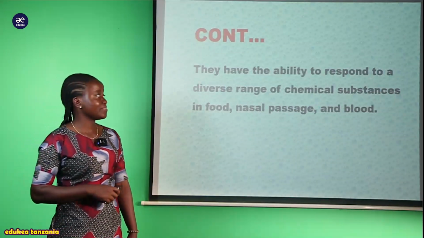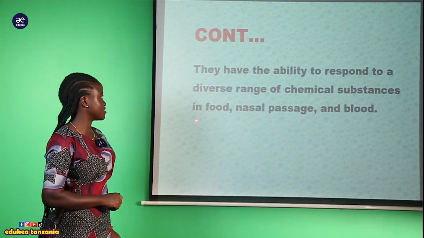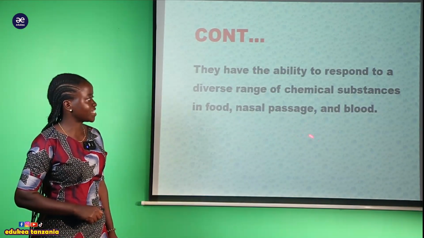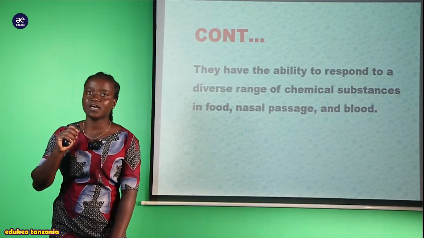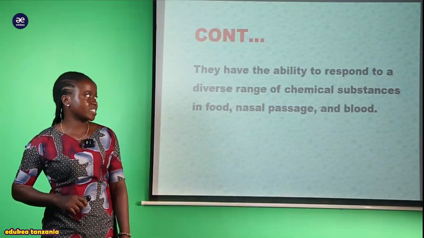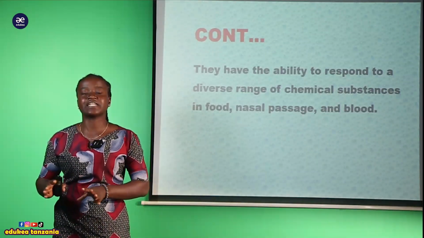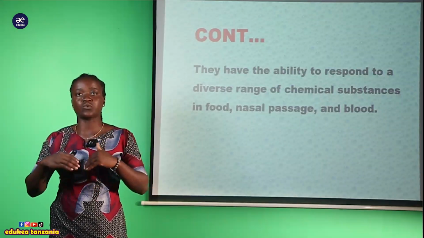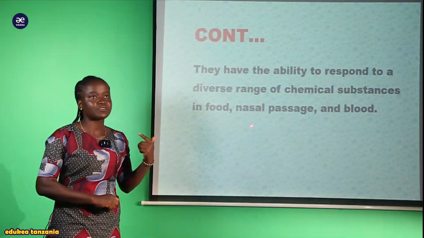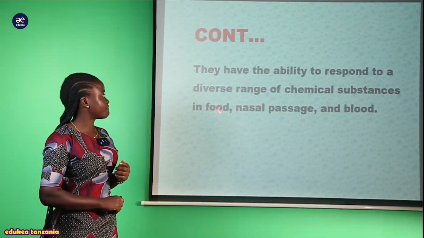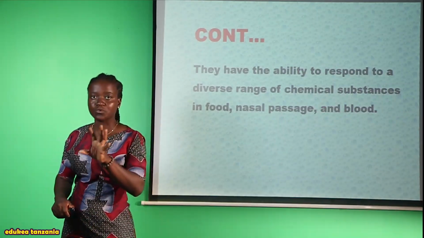So now we are saying that they have the ability to respond to a diverse range of chemical substances in food, nasal passage, and blood. So these are the locations of these chemoreceptors. These chemoreceptors are diverse, meaning that they are found in different places within your body. For example, they are found within the food, and also within the nasal passage, and also within your blood.